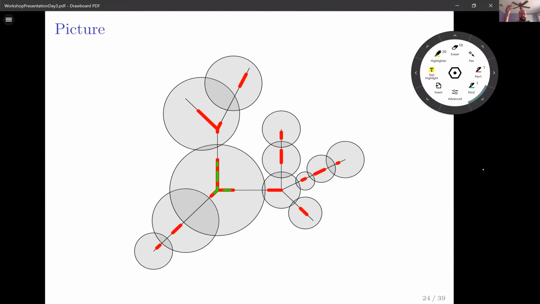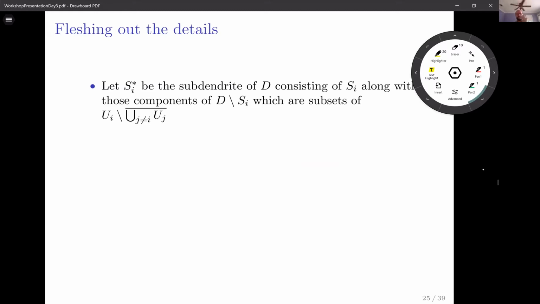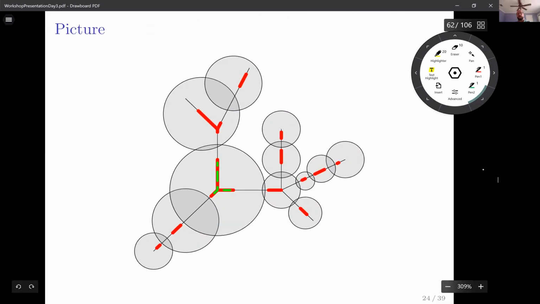So I'm going to find this tree S_i in all of them and the T_i's are subsets of each of them. Excuse me. And what I'm going to do is take the subdendrite S_i star, which is going to be the subdendrite of D consisting of S_i along with some additional pieces of the dendrite. Okay, so there might be some pieces of the dendrite that are sort of hanging off here sort of helplessly, and we're going to sort of build those in. So those are also going to be part of the dendrite there.